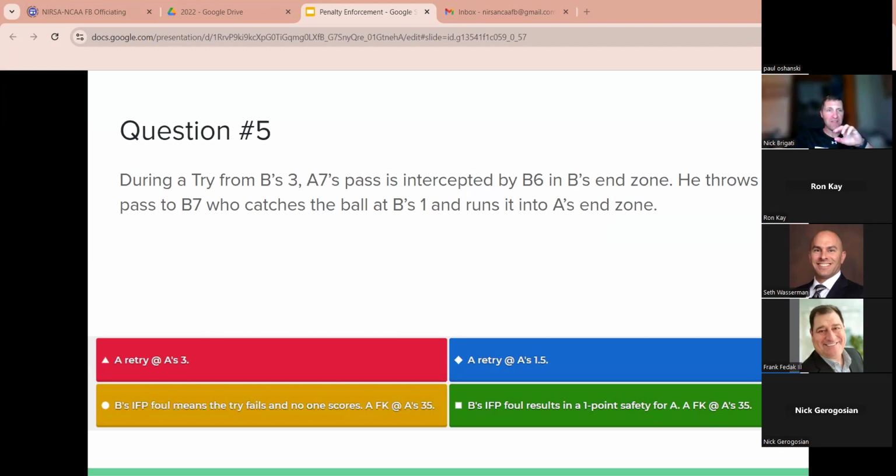So be ready. During a try from B's 3, A7's pass is intercepted by B6 in B's end zone. He throws a pass to B7, who catches the ball at B's 1 and runs it into A's end zone. So after the interception, team B threw the ball? Yes, after interception, Team B throws an illegal forward pass from their own end zone.